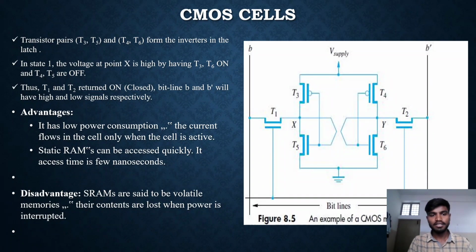Advantages of the CMOS cells: it has low power consumption, as current flows through the cell only when the cell is active. Another advantage is that static RAM can be accessed quickly. Its access time is a few nanoseconds. What is the disadvantage of the CMOS cells? SRAMs are volatile memories. They lose their contents when the power is interrupted.